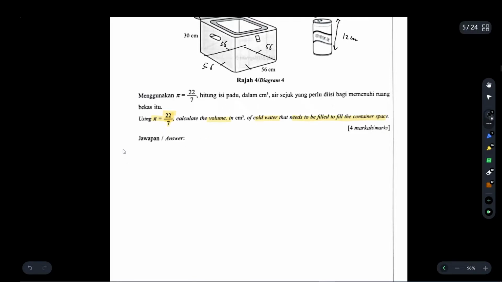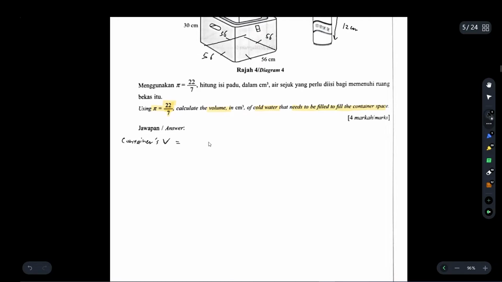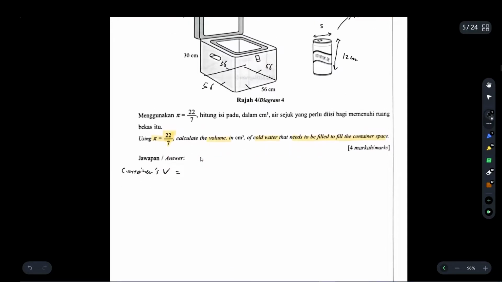So first of all, we need to find the container's volume. I'm actually being lazy here. So it's 56 times 56 times 30. Just click on the calculator. Then we will have a very big number: 94,080 centimeter cube.